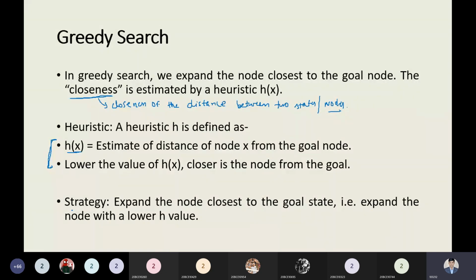And the strategy words we have seen, that is, what is the plan, what is the thing you are looking to implement in your greedy search. So expand the nodes closest to the goal node, and expand the node with a lower h value. This h value means, this value we can write like this.